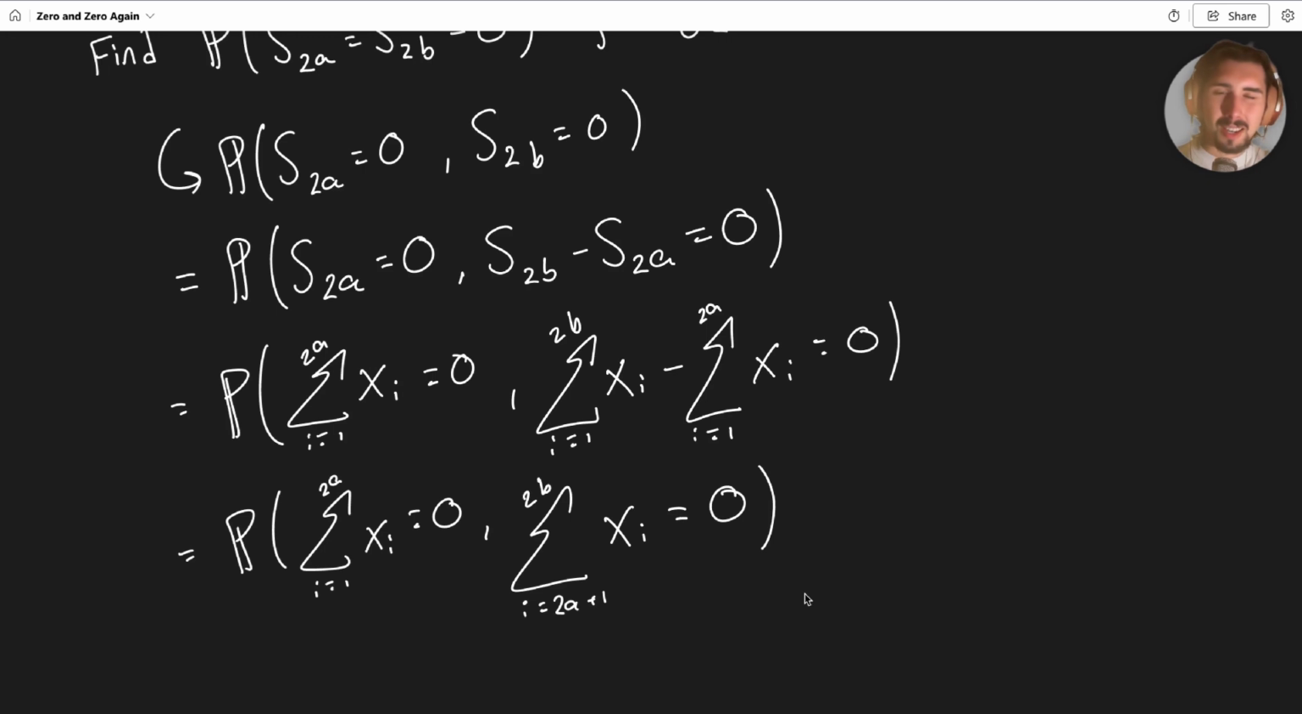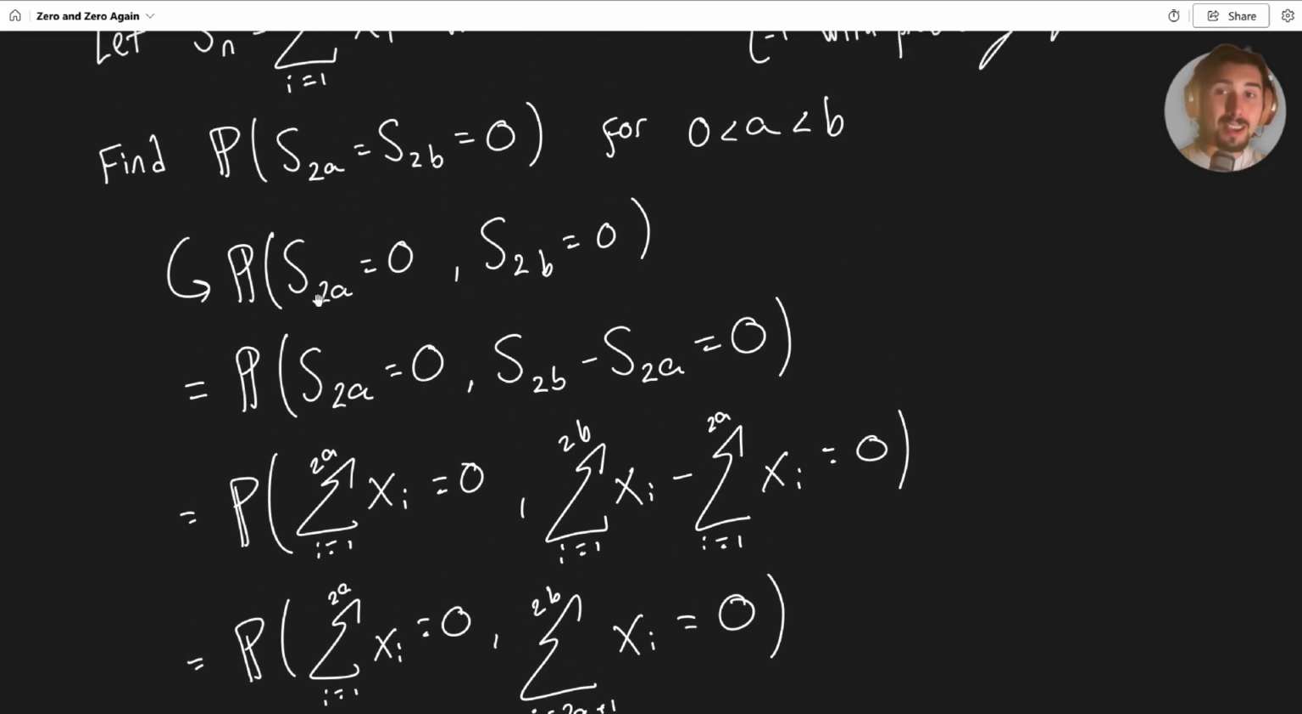Does it make sense now to say that these two things are independent? If I know the sum from i equals 1 to 2a is 0, it doesn't tell me a single thing about the sum from 2a plus 1 to 2b. Doesn't tell me anything. Whereas beforehand, it did.